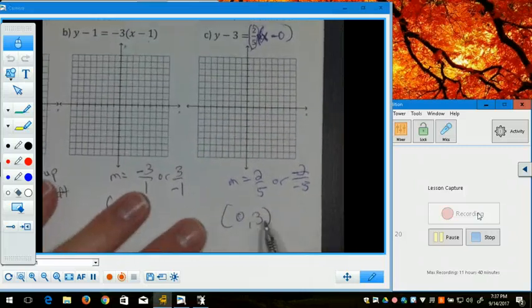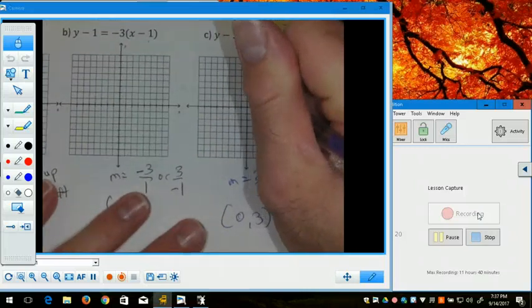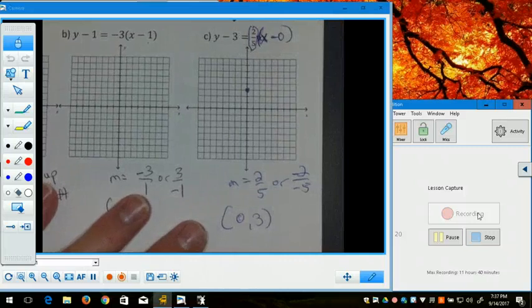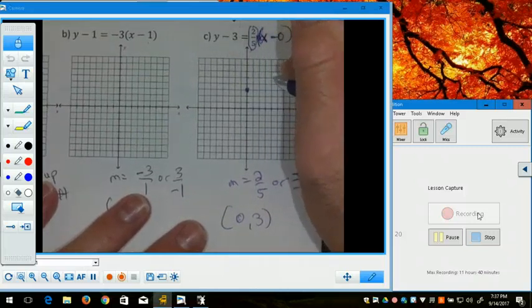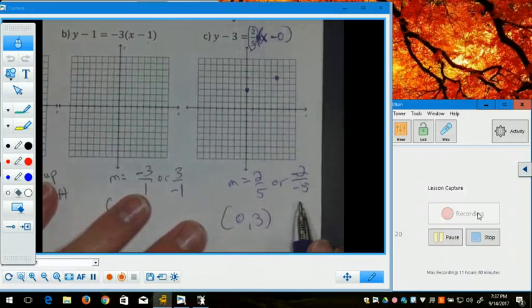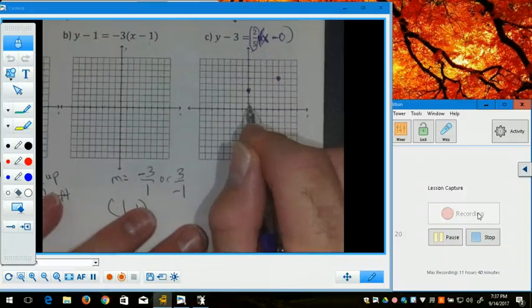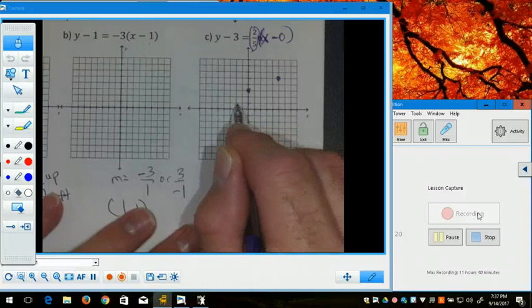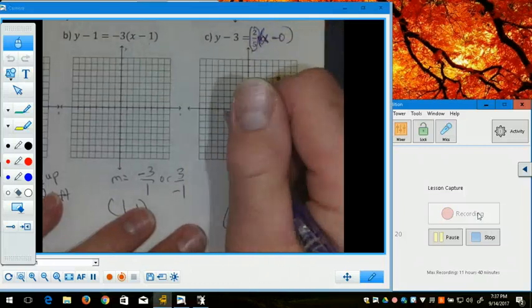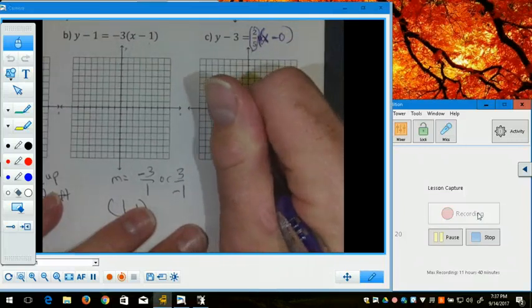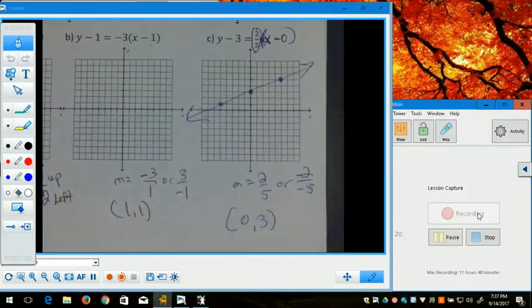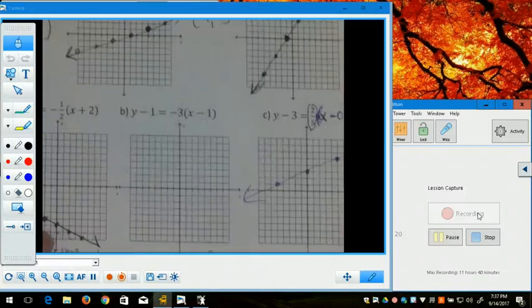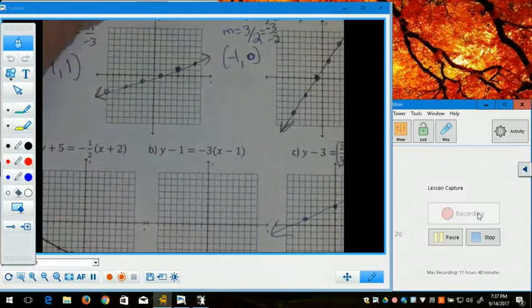So starting at 0, 3, which turns out to be the y-intercept, by the way, we could go up 2 and over 5. I could also reverse that slope and go down 2 and left 5. 1, 2, 3, 4. And then I can connect my line, and that's it. So point-slope form, you can graph using point-slope form.